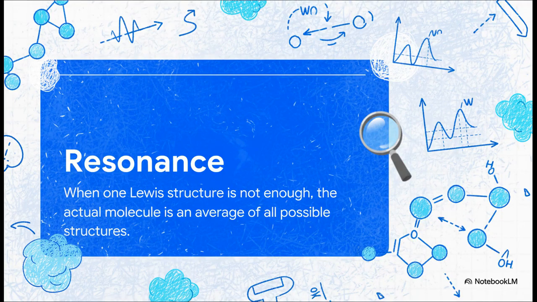But what happens when you can draw more than one correct blueprint for the same molecule? It's like having two totally valid architectural plans for the same building. This is where a really fascinating idea called resonance comes in. It means the real molecule isn't one drawing or the other. It's actually an average of all the possibilities, almost like a blended image of both plans.